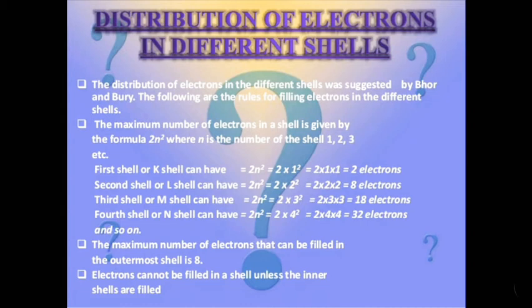The third shell or M shell can have 2n square, that is 2 multiplied by 3 square, which is 2 multiplied by 3 multiplied by 3, that means 18 electrons. The fourth shell or N shell can have 2n square, that is 2 multiplied by 4 square, which is 2 multiplied by 4 multiplied by 4, giving 32 electrons, and so on. The maximum number of electrons that can be filled in the outermost shell is 8. Electrons cannot be filled in a shell unless the inner shells are filled.